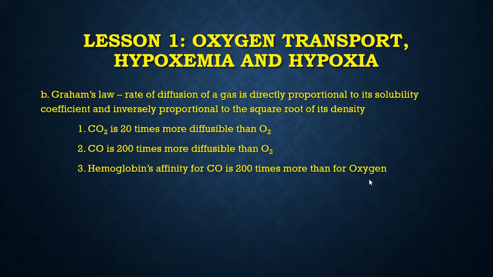200 times more. So this is Graham's law telling us about the rate of diffusion. How fast can carbon monoxide go across that membrane? And how fast can carbon dioxide go across that membrane? That's using Graham's law, the rate of diffusion. So when you have a question and talk about whose law talks about rate of diffusion, that's Graham's law.